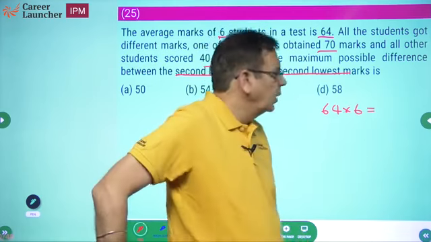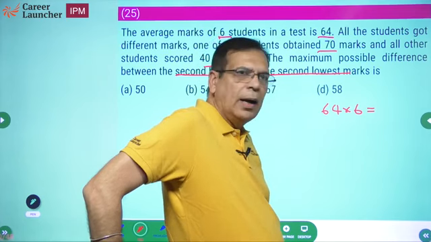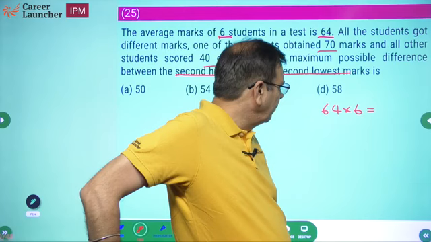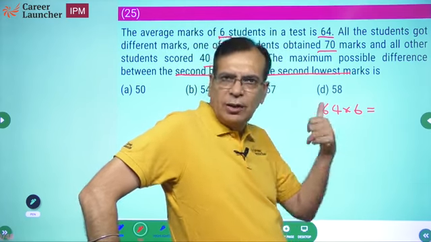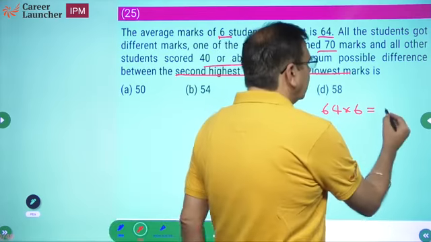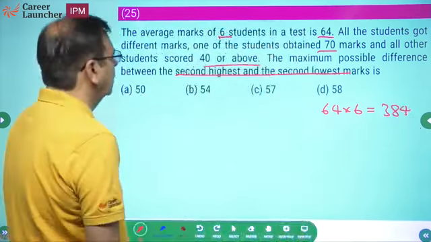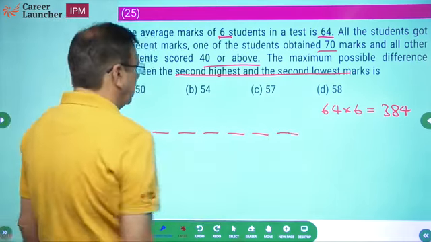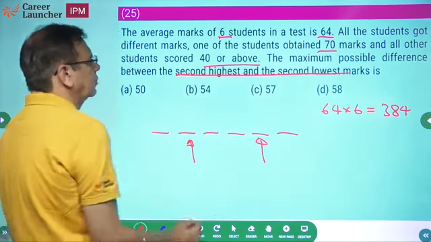64 into 6 is 64 into 3 is 192, and 192 into 2 is 384. Another way to do it is 60 into 6 plus 4 into 6. 60 into 6, 360. 4 into 6, 24, 384. So total marks between the 6 students is 384. Now there are 6 of them. We want to find the difference between the second lowest and the second highest. Right.